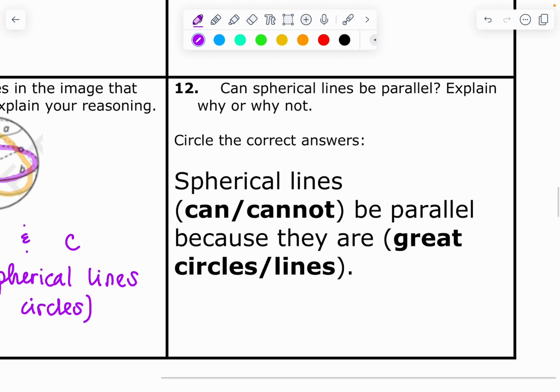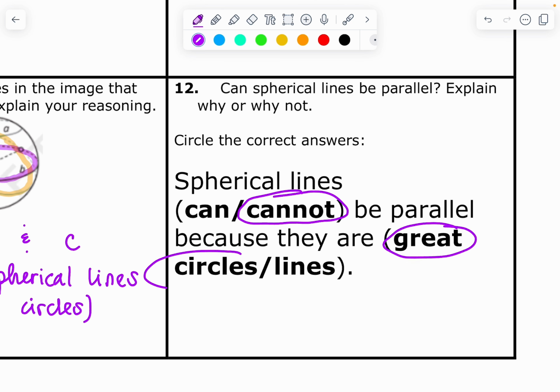Can spherical lines be parallel? Explain why or why not. Spherical lines cannot be parallel because they are great circles.